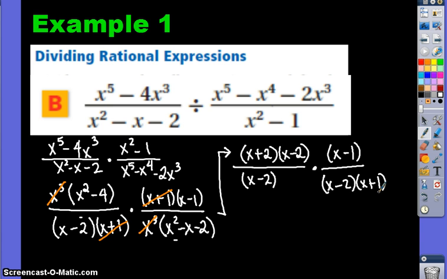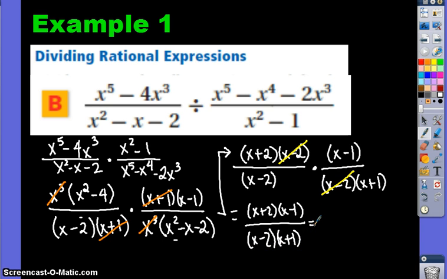All right, now we can simplify a little bit more. We're going to have an x minus 2 that'll cancel, and an x minus 2 that'll cancel. Is that it? I believe that is it. So at this point, we're left with the quantity of x plus 2 times x minus 1 over x minus 2 times x plus 1.